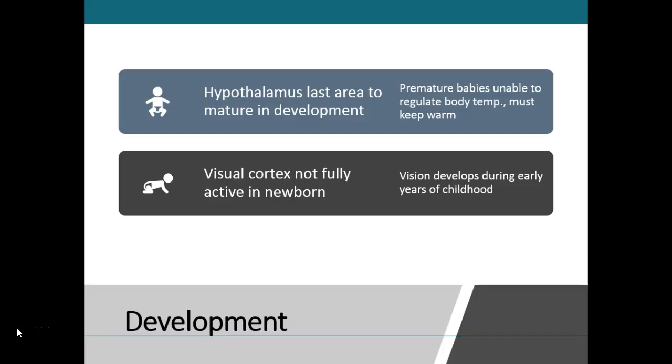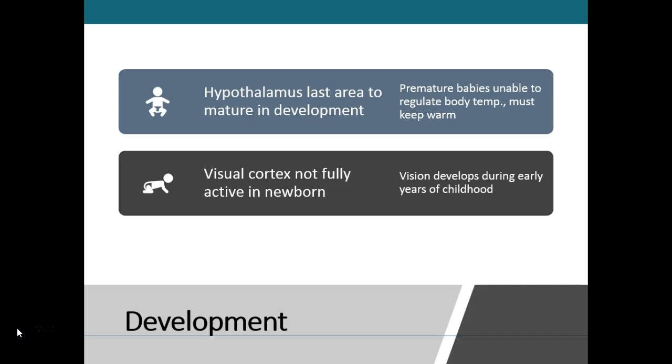During development, the nervous system begins to develop during the 3rd week of gestation. But the hypothalamus is the last area to fully develop and become mature. Remember, your hypothalamus is your body's chemist and regulator. So the hypothalamus is responsible for thermoregulation.